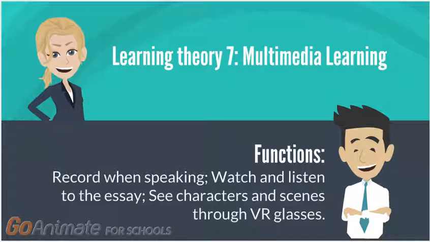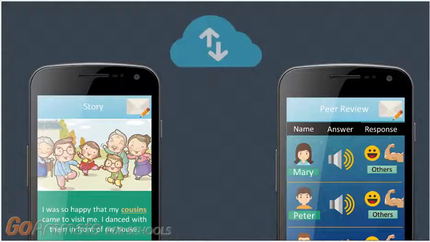Students can learn better from pictures and videos than from words alone, especially young students who are easily attracted by fancy images or cartoons and learn information unconsciously. Functions: record when speaking, watch and listen to the essay, see characters and scenes through VR glasses. Summary: this English learning mobile app is designed according to those learning theories and their functions. The topic is My Daily Adventure with Kitty.